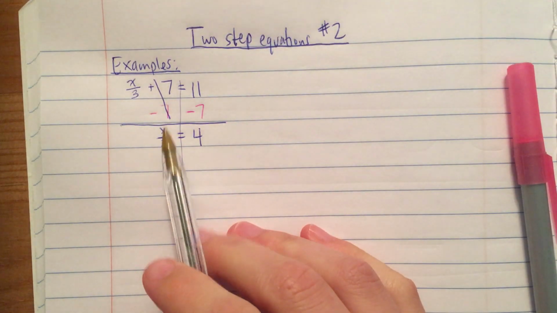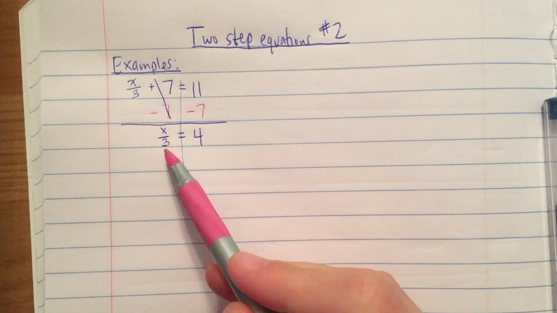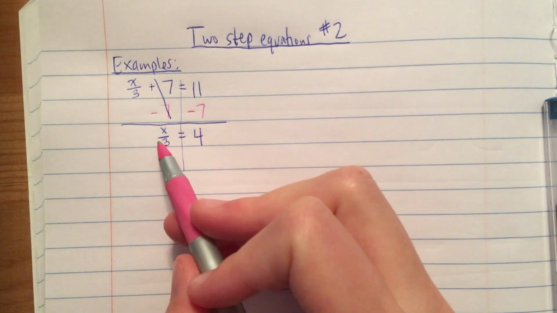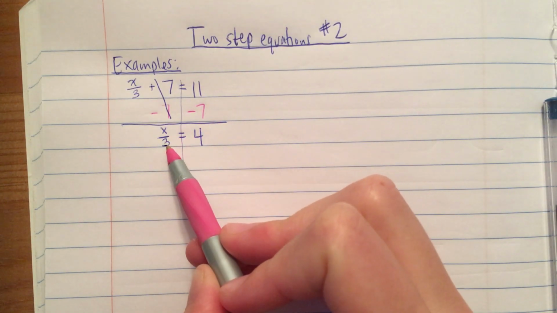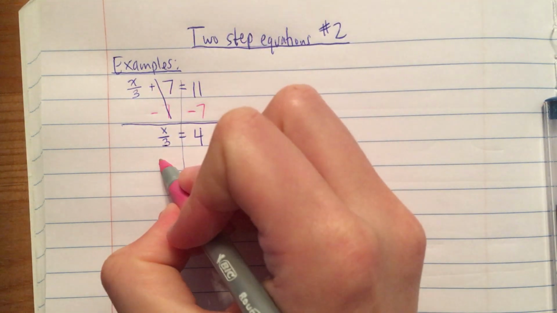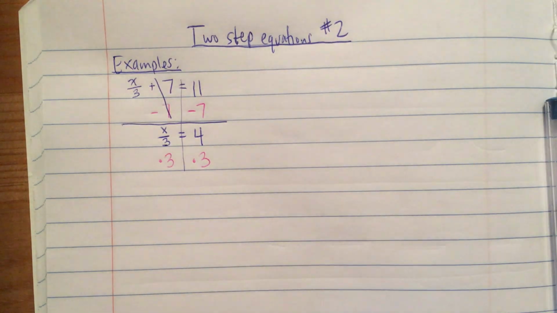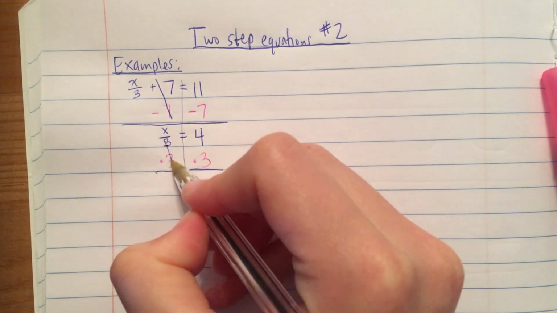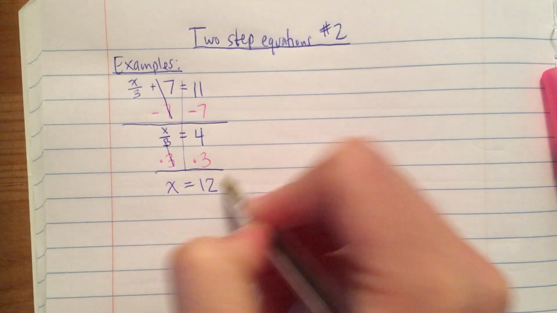Now, I need to get rid of this 3, right? My goal is to get x by itself. This says x divided by 3. So remember, I want x by itself, so I need to do the opposite of whatever's happening to x. So this is x divided by 3. So what's the opposite of divided by 3? I'm going to multiply by 3 on both sides. So that cancels, the divided by 3 and the multiplied by 3 cancel. x equals 4 times 3 is 12.